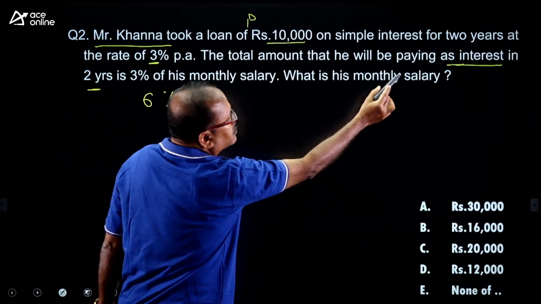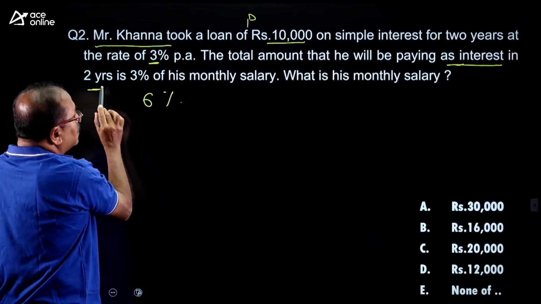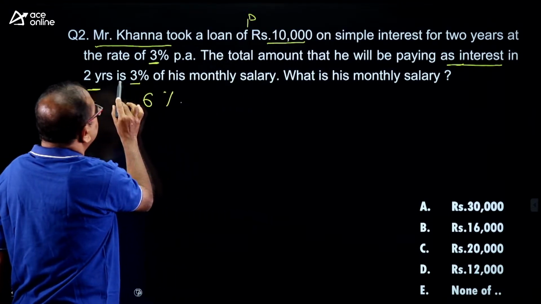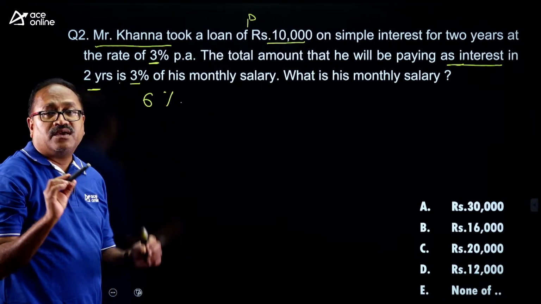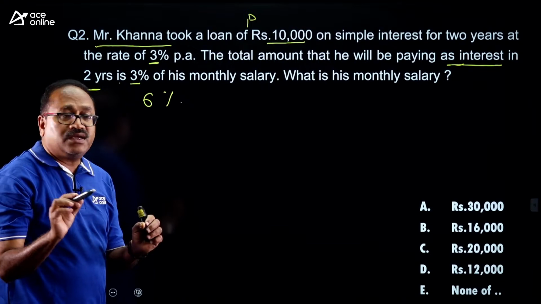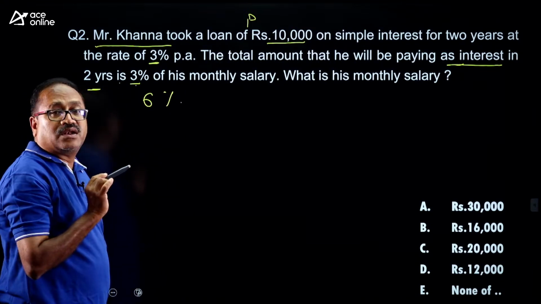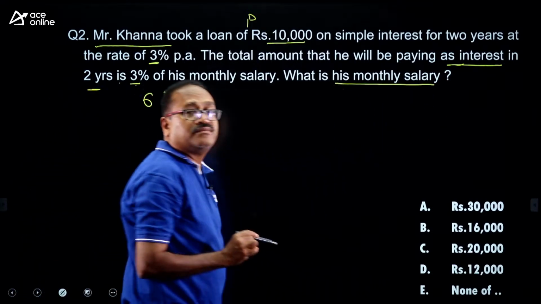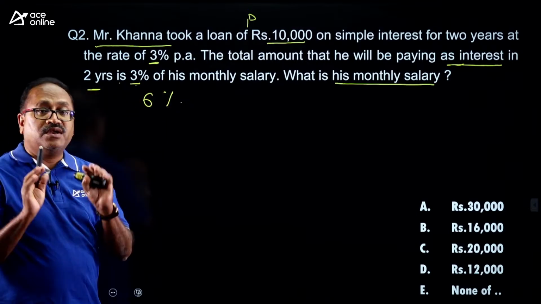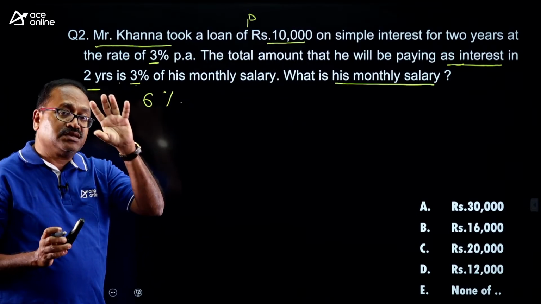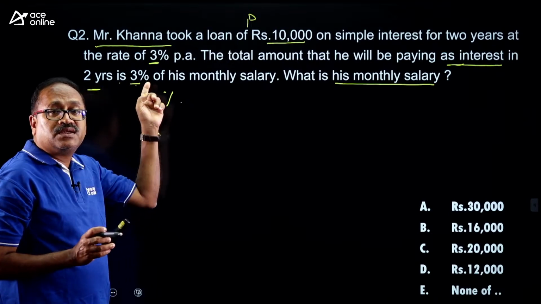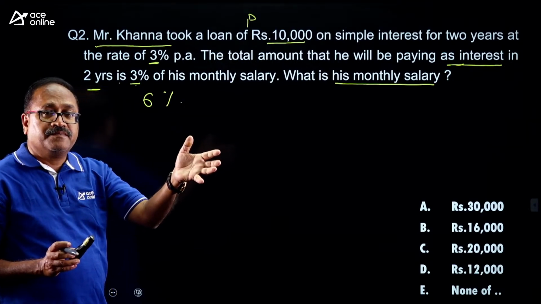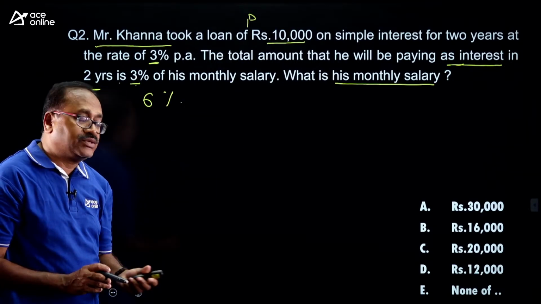The next, the total amount that he will be paying as interest in 2 years. Is it for 2 years? Yes, 2 years is 3% of his monthly salary. Whatever the interest he will pay, that is 3% of his monthly salary. What is the question? What is his monthly salary? So you need to find out the interest, and that interest is 3% of the monthly salary. I need to find out the monthly salary. That means I need to find out 100%. Right, my friends? Your time starts now.